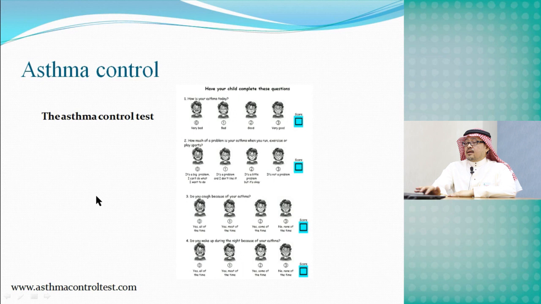And also, GINA suggests the asthma control questionnaires. The asthma control test is a couple of questionnaires given to the parents and the child, and according to the score, we can determine the level of asthma control, whether it has good control, partial control, or poor control.